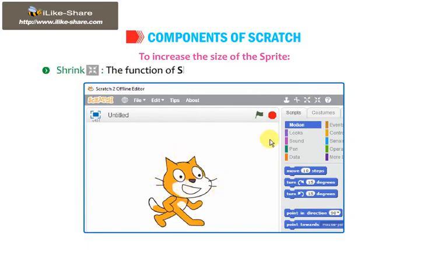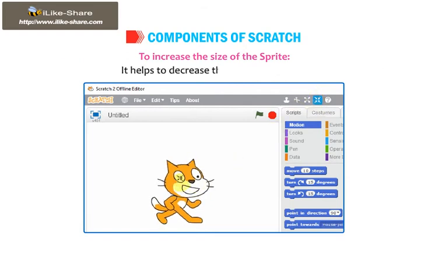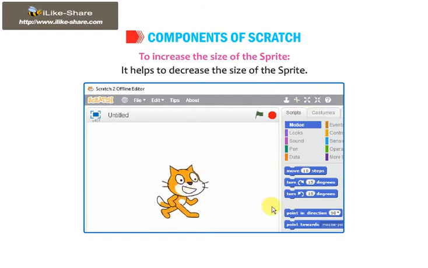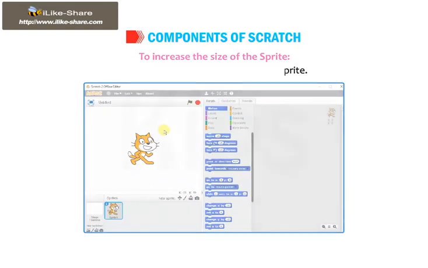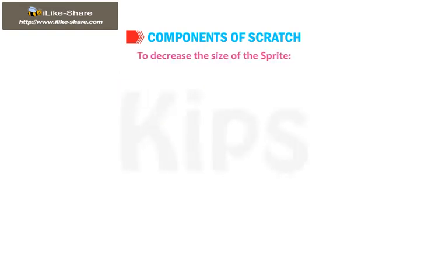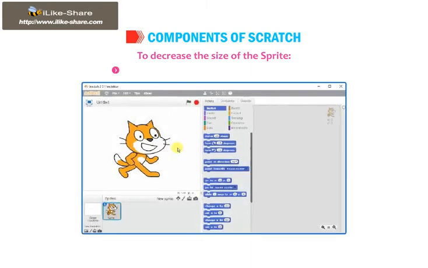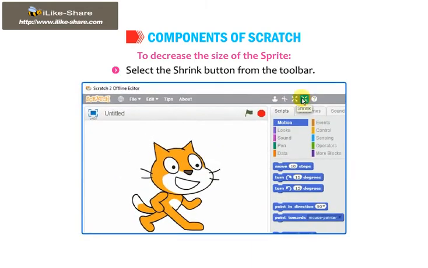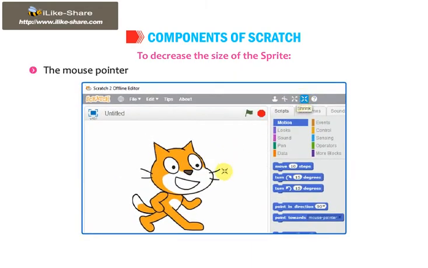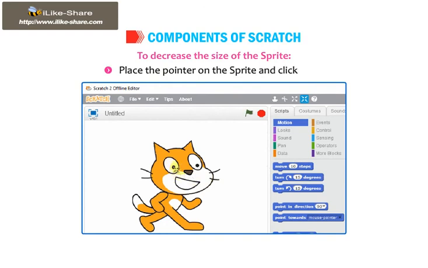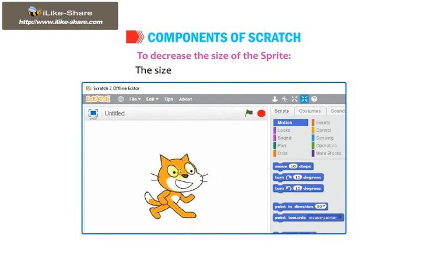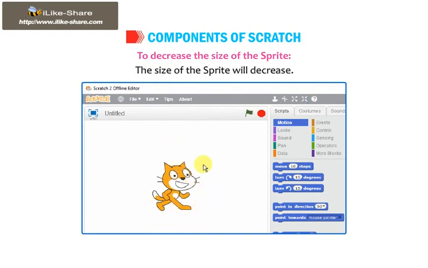Shrink. The function of Shrink button is opposite to the Grow button. It helps to decrease the size of the sprite. Now let us learn how to decrease size of the sprite. Select the Shrink button from the toolbar. The mouse pointer changes into 4-headed arrow with an inward direction. Place the pointer on the sprite and click on it. The size of the sprite will decrease.